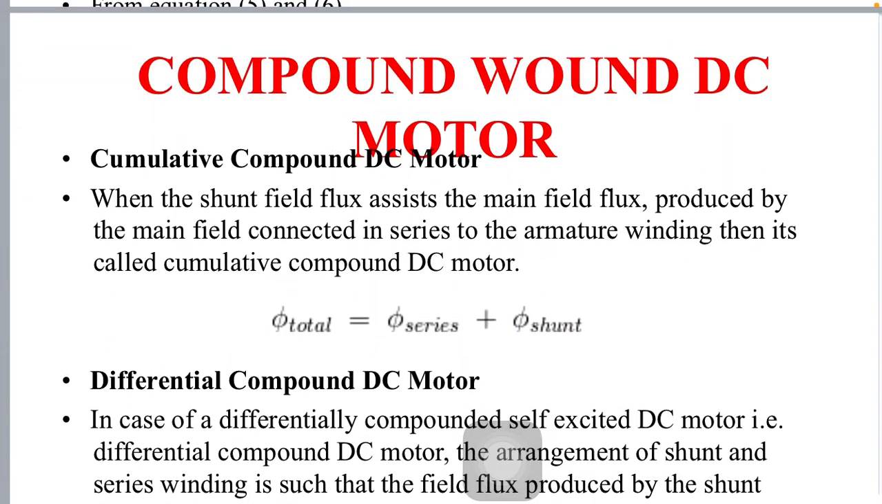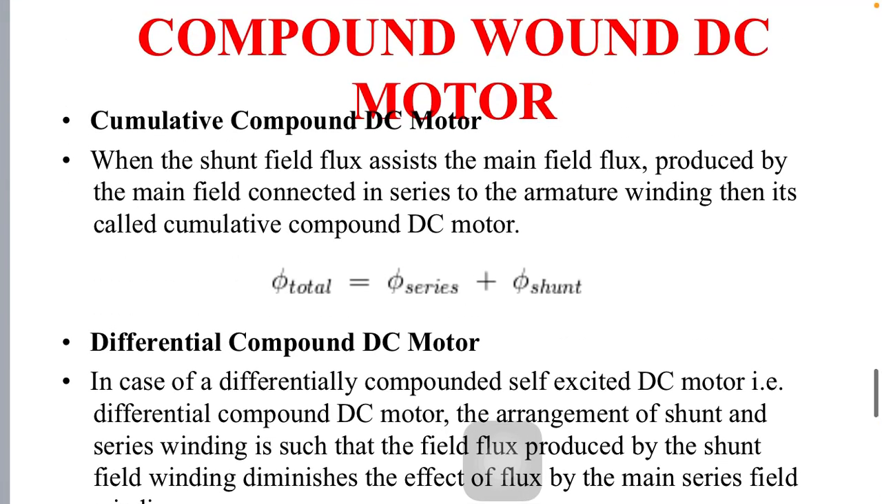Now compound DC motor. Compound has two types: cumulative compound and differential compound. The difference between cumulative and differential is whether the shunt field flux is added to the main flux which is produced by the main field.